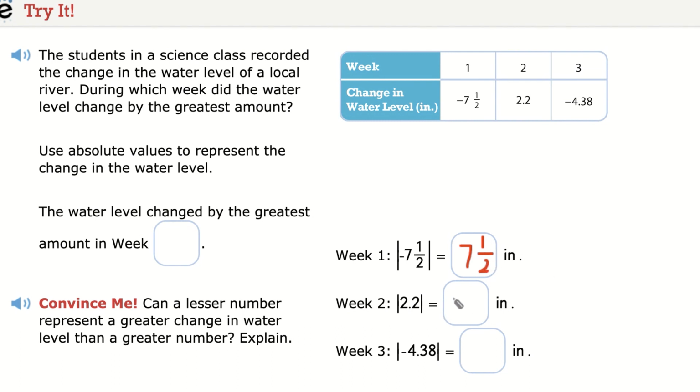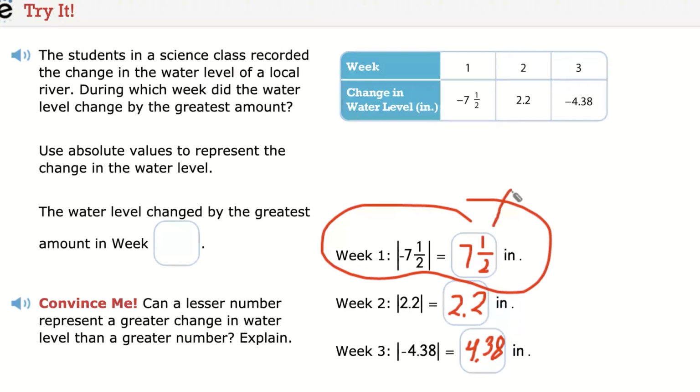The absolute value of 2 2/10 is 2 2/10. And the absolute value of negative 4 3/8 is 4 3/8. So which one of these numbers is the greatest? Well, this one, right? 7.5 was the greatest absolute value. So that represents the greatest change, and that was week 1. So the water level changed by the greatest amount in week 1.